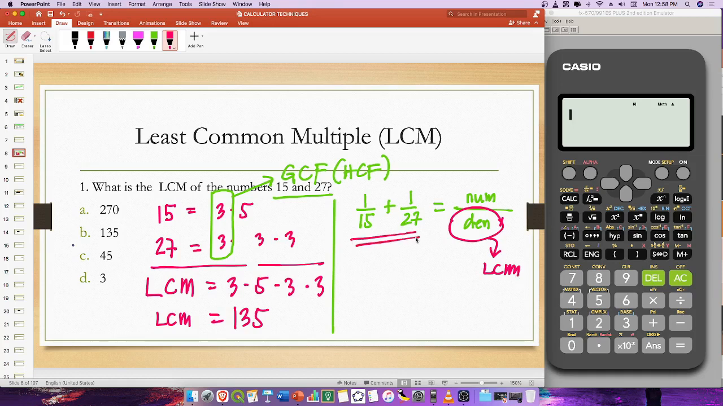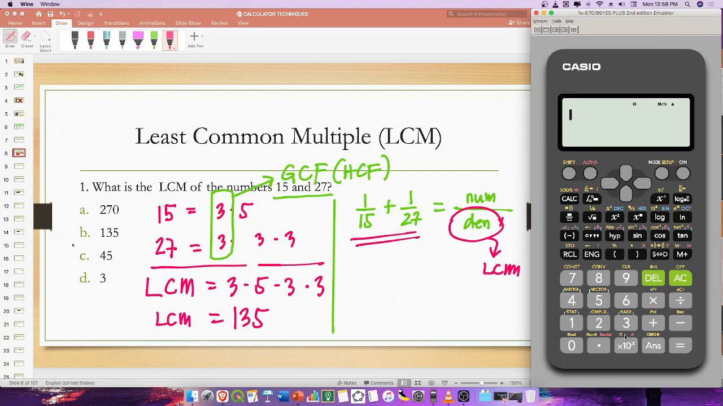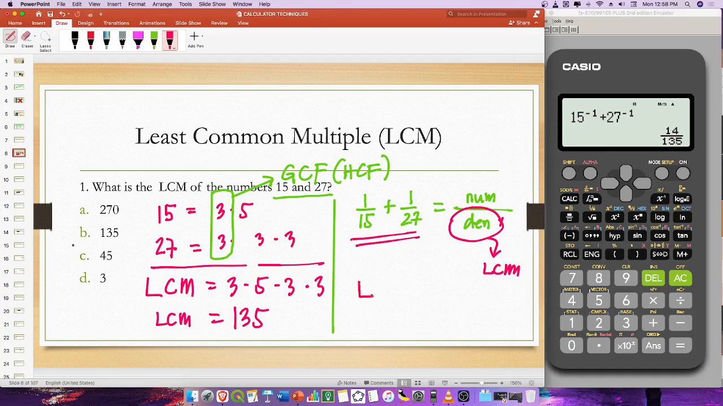This time we will be using the calculator to solve the sum of the reciprocals. You can write that in your calculator as 15 raised to the power of negative 1 plus 27 raised to the power of negative 1. Press the equal sign and look for the denominator. In that case, the denominator is 135. So therefore, your least common multiple is equal to 135. That's how easy it is to solve the LCM of multiple numbers using your calculator.